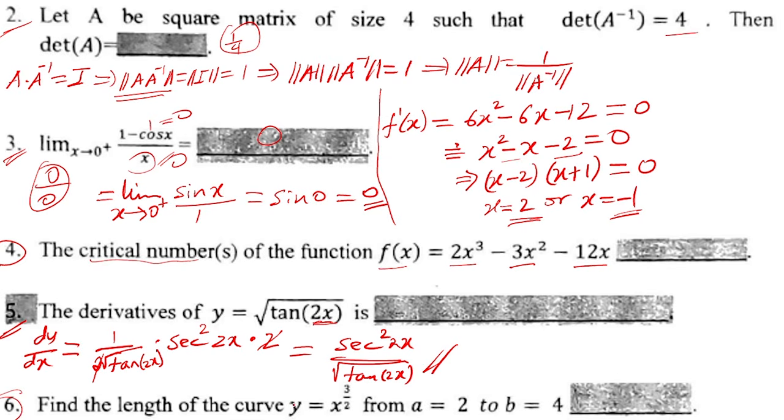Question number 6. Find the length of the curve y is equal to x to the power of 3 over 2 from 2 up to 4. Let's do it here. Remember, the length of the arc on the interval a to b is the integral from a to b of the square root of 1 plus f prime at x squared dx.